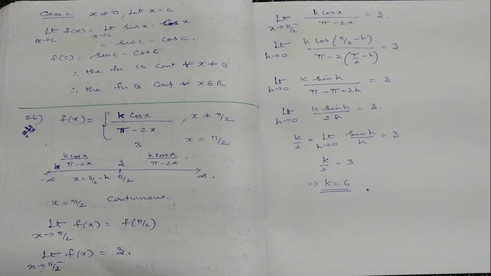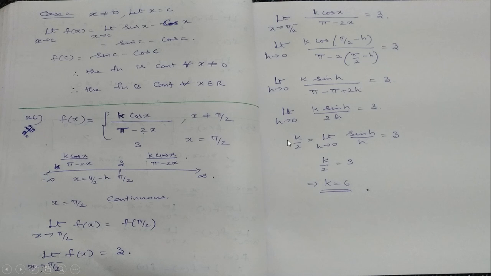Remember, whenever you have a trigonometric sum with pi minus 2x or pi minus x, all these sums have to be done in this method only. So left hand limit x tending to pi by 2 minus of k cos x by pi minus 2x is equal to 3. And now this is limit h tending to 0 of, in the place of x we are supposed to substitute pi by 2 minus h. Wherever x is there, just substitute pi by 2 minus h. So cos of 90 minus theta is sin theta. So this will be k sin h divided by, multiply the 2 inside, pi minus 2 into pi by 2, the pi gets cancelled, and minus into minus plus 2 into h, 2h. So k sin h by 2h is equal to 3.